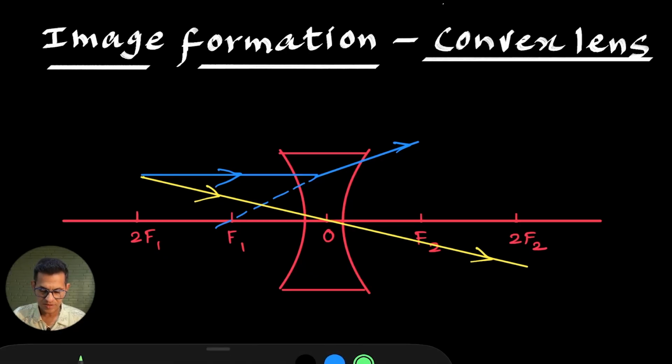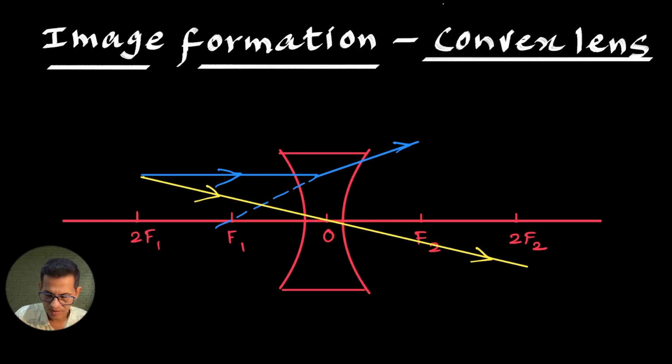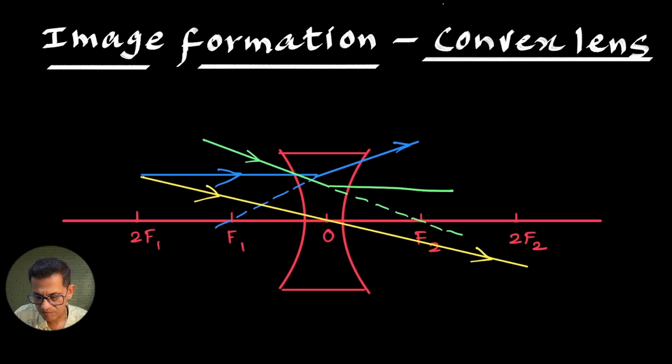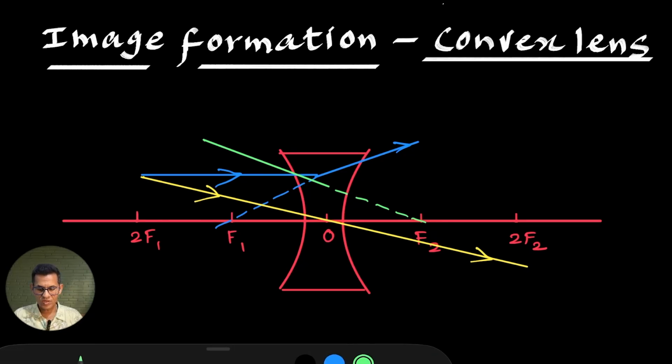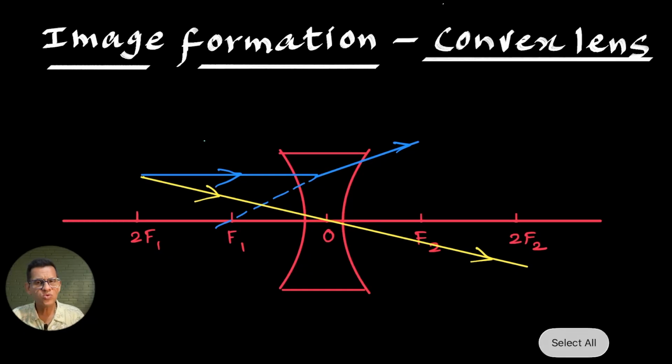And third rule is kind of opposite to the first one, not very important for us for drawing images, but let's see. The third rule says that if a light ray appears to pass through focus, then after refraction it will travel parallel to the principal axis. So these are the three rules, but we mostly use rule number 1 and rule number 2, which I've shown here. So there are really only two diagrams for a concave lens.